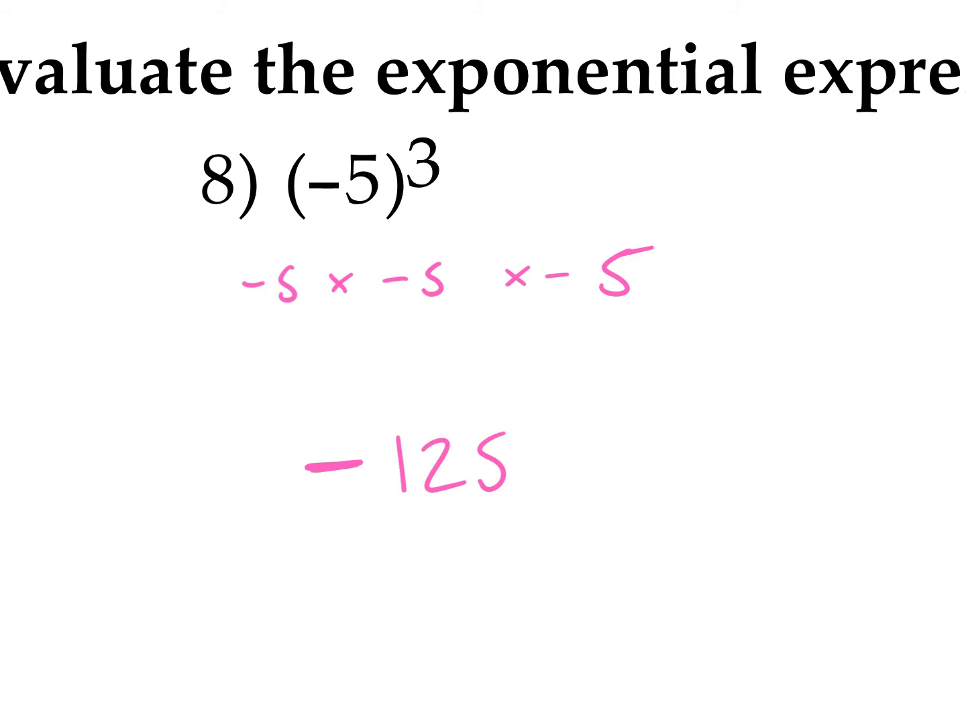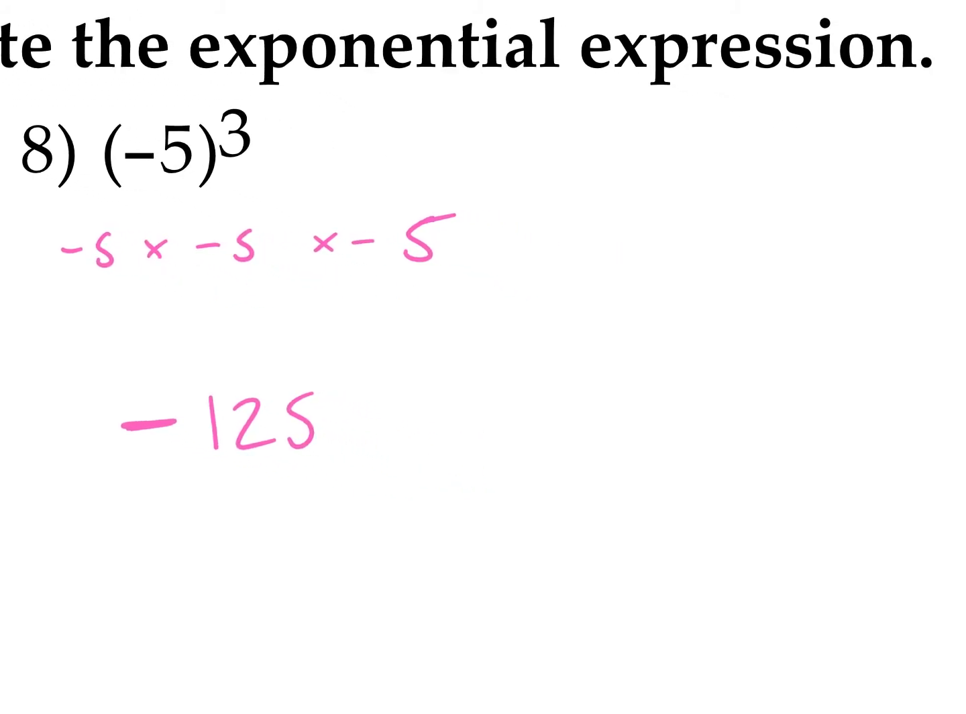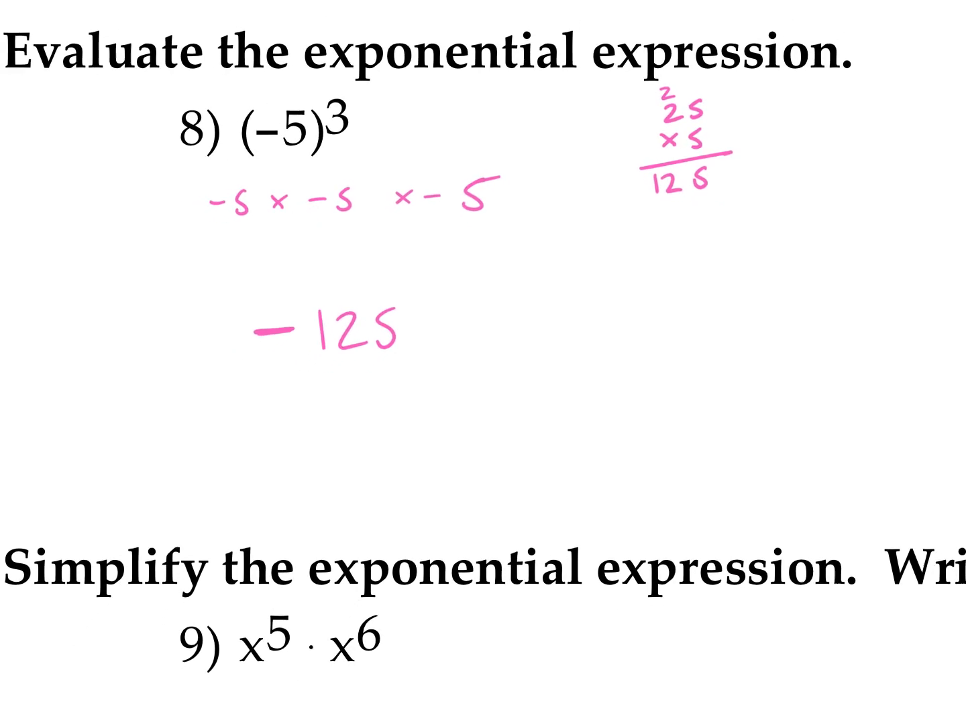125. If you didn't know that right off the bat, you know that 5 times 5 is 25, and then just multiply it by another 5. So work it out. Don't be afraid to work it out. 5 times 5 would be 25. 5 times 2 is 10, plus 2 would be 12. So 125. So once you get to the bigger numbers, don't be afraid to work it out.